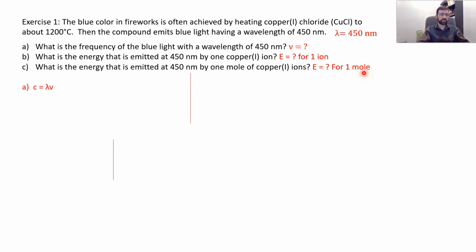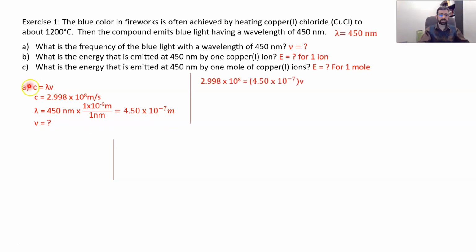Here is the equation we're using for part A. We're looking for frequency when we have wavelength. So we're going to use c equals lambda times nu. This is c, the speed of light, 2.998 times 10 to the 8th meters per second. The wavelength was 450 nanometers, but because this is in meters per second, I need to convert this to meters. So we will multiply by 1 times 10 to the negative 9th to get 4.50 times 10 to the negative 7th meters. And then, of course, we're looking for frequency.